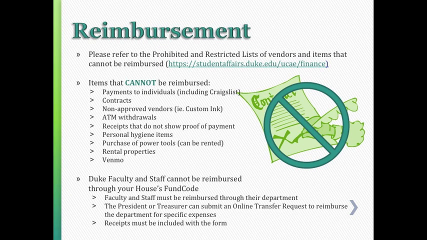There are certain types of purchases that cannot be reimbursed. There are a few listed here, but please see the UCAE website for a complete list of restricted purchases. Please note that Duke faculty and staff cannot be reimbursed through your house fund code. Faculty and staff must charge all expenses through their own department. If your house wishes to reimburse a department for a specific expense, the president or treasurer must initiate a transfer request. Visit the UCAE website for complete details on how to transfer funds to a department.